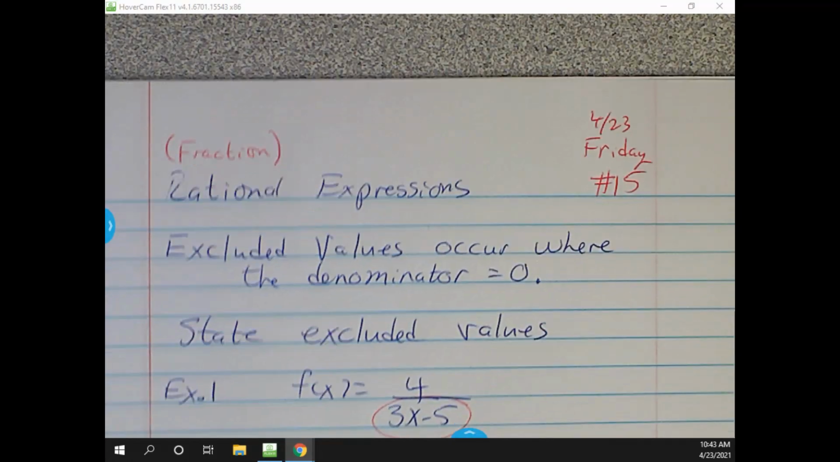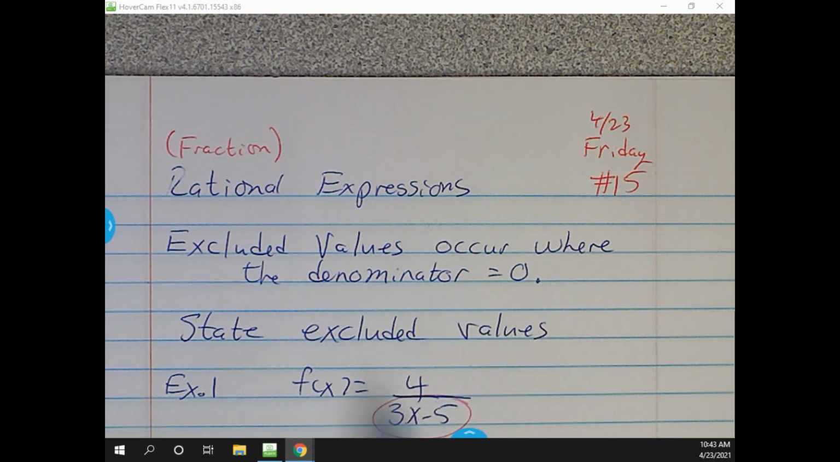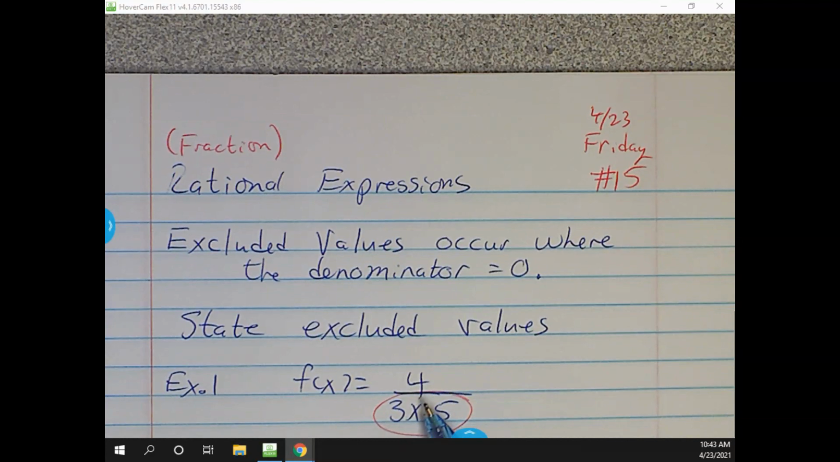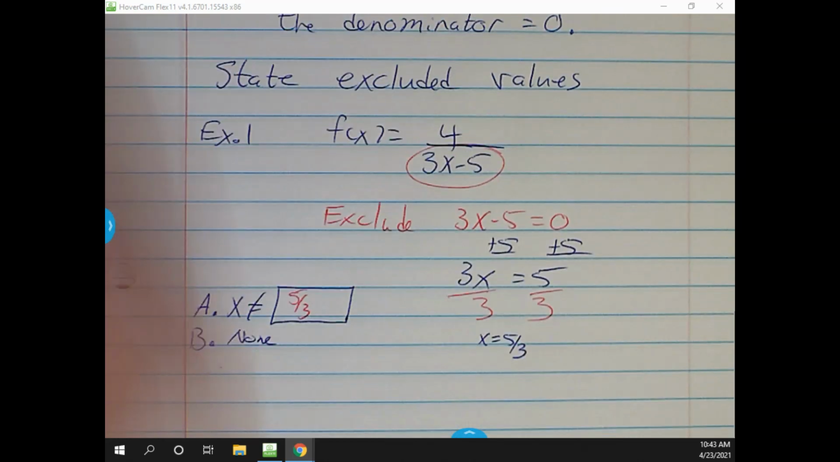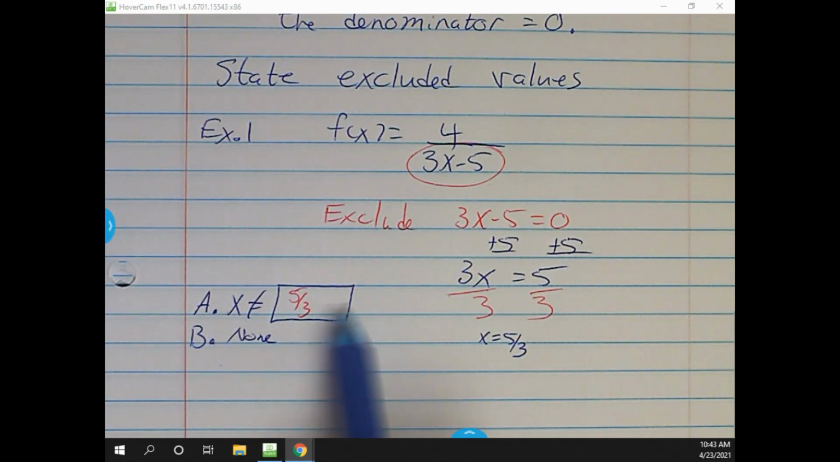For excluded values, it's the denominator equal to 0. For the first example, we're just taking this example we have, and again, we're just going to exclude whatever makes that denominator equal to 0. And with the online problems, they'll give you like an A option where you list the numbers, and the B option is there's no exclusions.